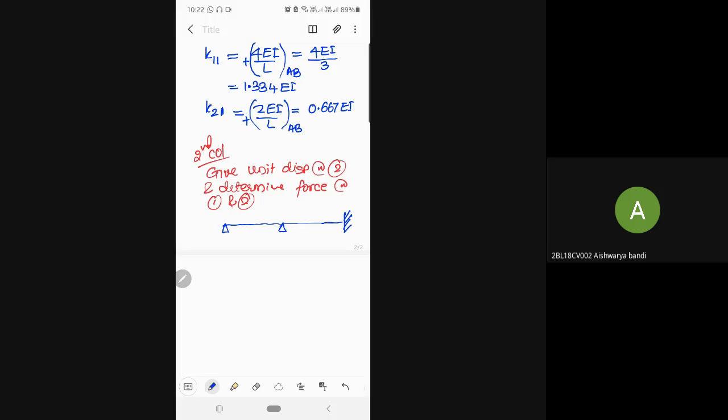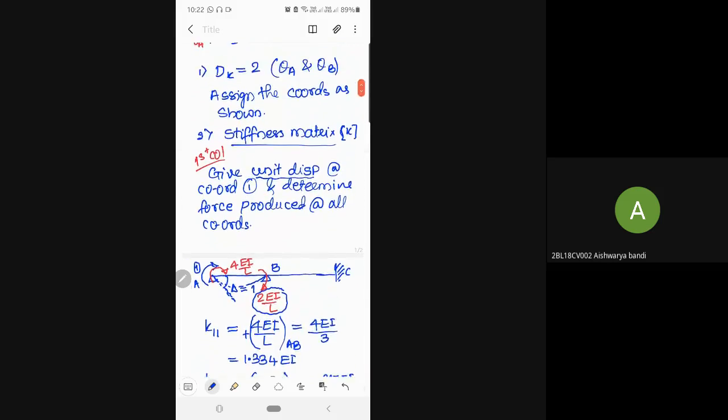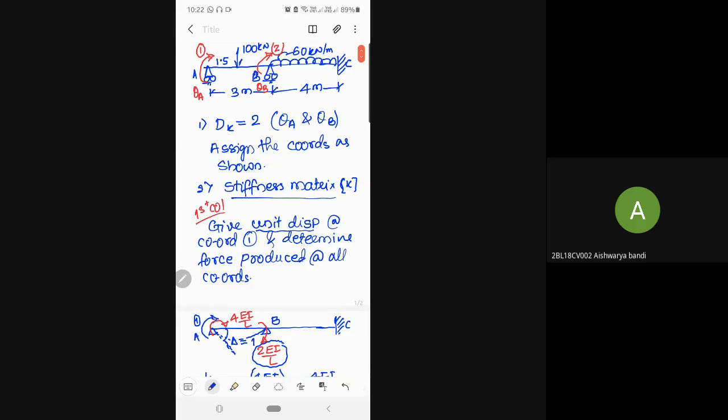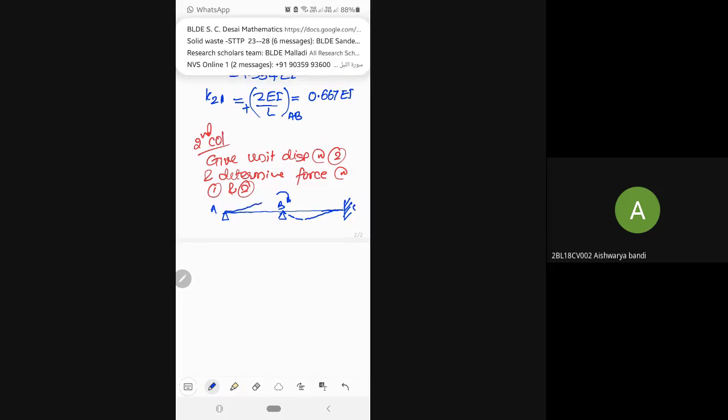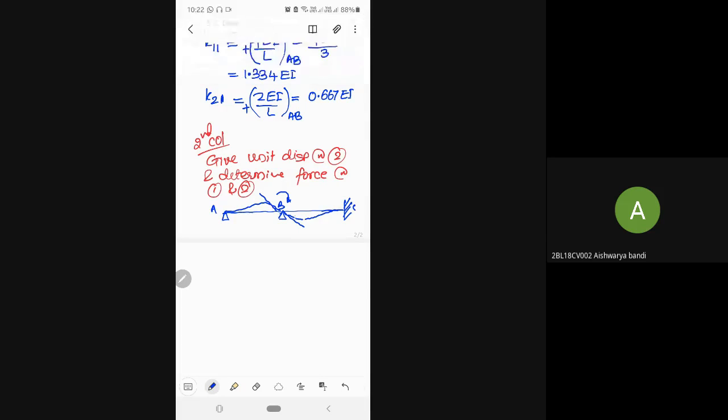Where I have to give unit displacement at 2. Where is 2 coordinate? Coordinate number 2 is at B. So if I apply a force like this here at B, clockwise direction at B, the members connected at B, there are two members BA and BC, both members will deflect in clockwise direction like this. Clear? So this delta is 1.